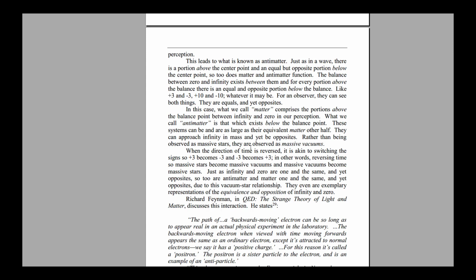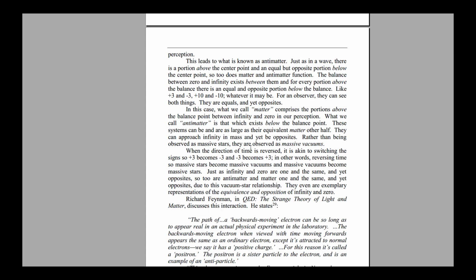Just as in a wave, there is a portion above the center point and an equal but opposite portion below the center point, so too does matter and antimatter function. The balance between zero and infinity exists between them, and for every portion above the balance, there is an equal and opposite portion below the balance, like +3 and -3, +10 and -10, whatever it may be. For an observer, they can see both things. They are equals and yet opposites.